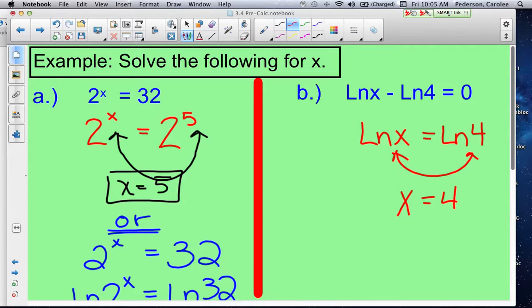Or look at the equation. The natural log of x minus the natural log of 4 equals 0. How do I get that to equal 0? That has to be the same natural log of 4. It's another way to do it.